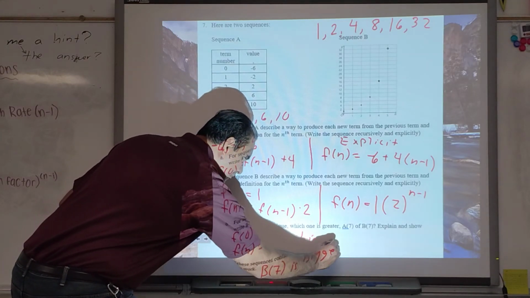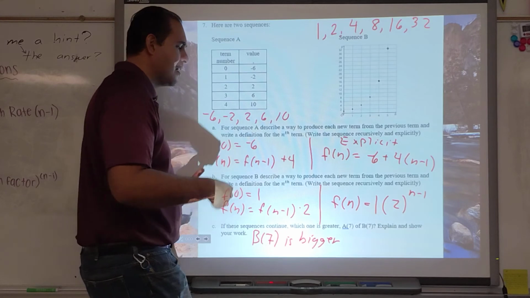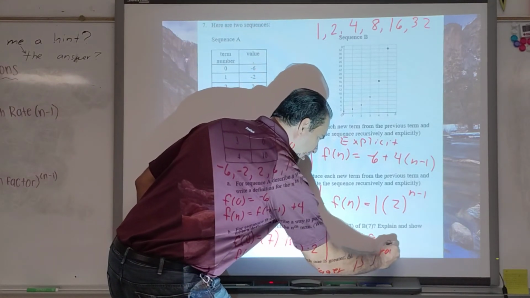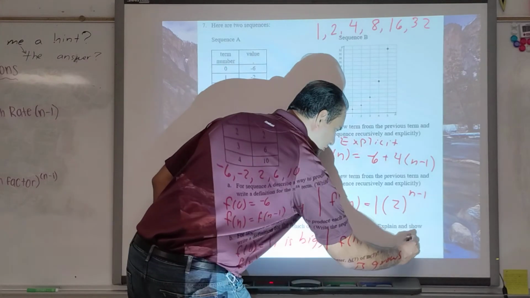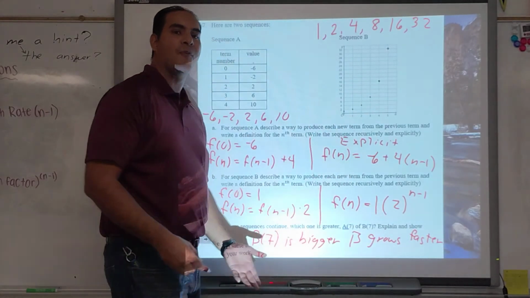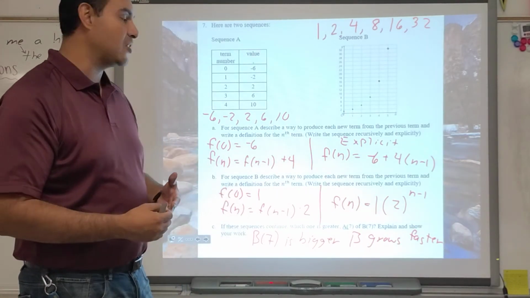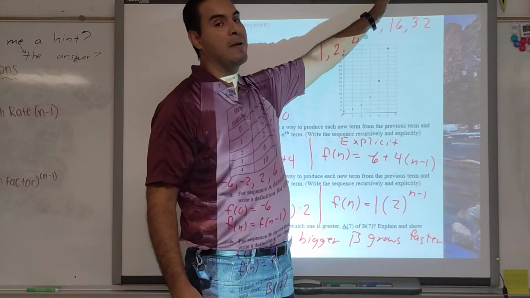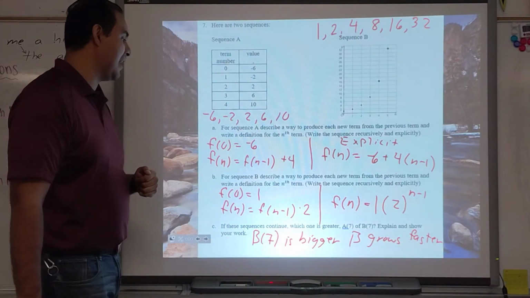And then I would need to add some kind of justification. So I would say something like B grows faster. Something along those lines. Or maybe B is multiplying by 2, and A is only adding 4. Some type of explanation that you could tell me, why is it that you could tell that B was growing much faster than A?